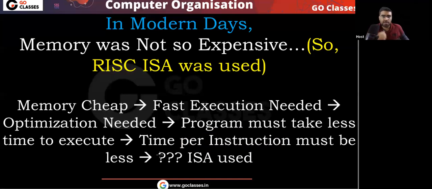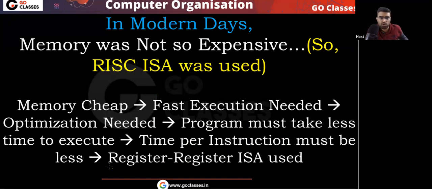So tell me, per instruction, if you want less time for every instruction, then which type of instruction will you use, register instruction or memory instruction? You want to minimize the execution time of every instruction. Time per instruction must be less. So which type of instruction will you use? You will use register instruction. Yes or no? We will use register instruction.